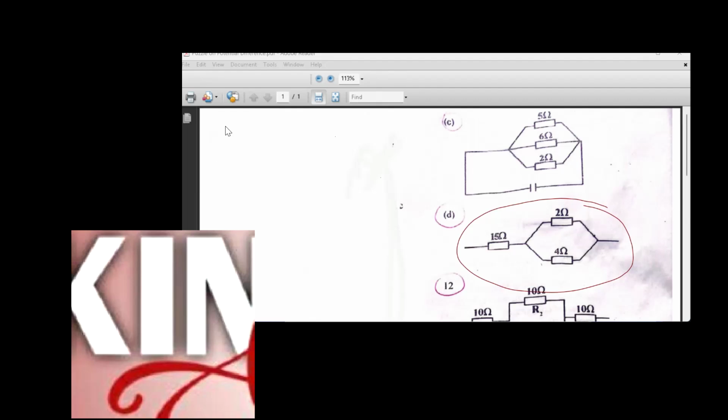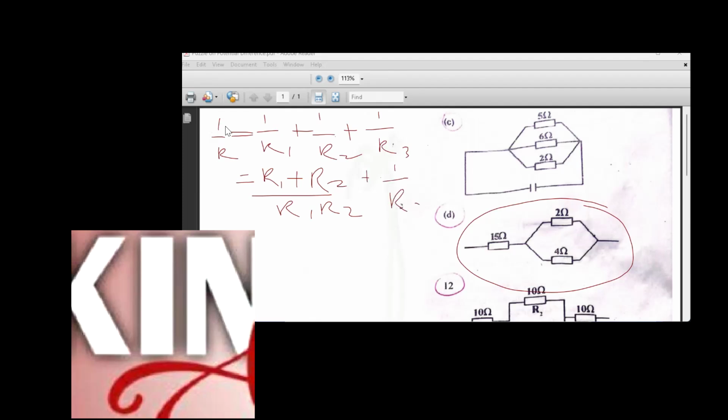Remember in our last problem, if you have a set of resistors, 1 over R equals 1 over R1 plus 1 over R2. Let's establish this before we solve this particular problem. This can equally be represented as R1 plus R2 all over R1 R2. Is that correct? Plus 1 over R3. The LCM of R1 and R2 is R1 R2.